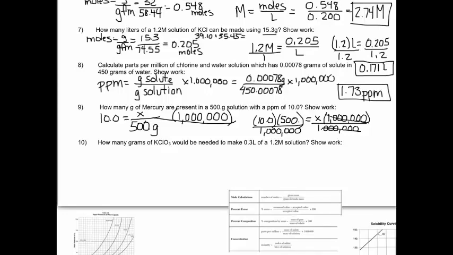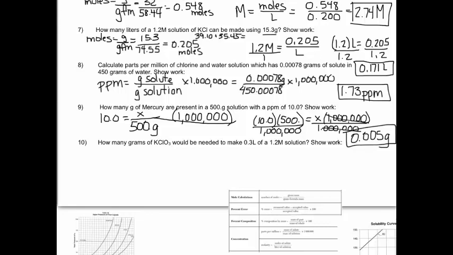It'll be 10 times 500, and then don't forget to divide by 1 million. And the answer you will get should be really small, 0.005. And that's grams. We were solving for the grams of solute.